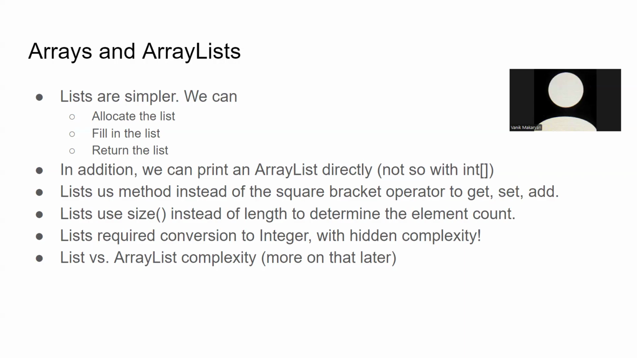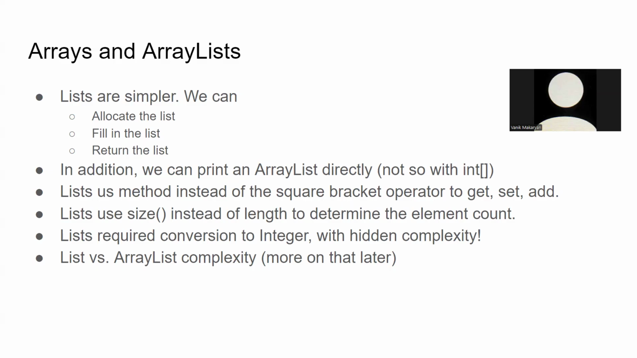Lists use methods instead of square brackets. So there's a typo there. Lists use a method instead of the square bracket operator to get, set, and add. So we have a get, a set, and an add because we can't operator overload in Java. Lists use size with parentheses instead of just the length member variable to determine the element count. So there's an inconsistency there.